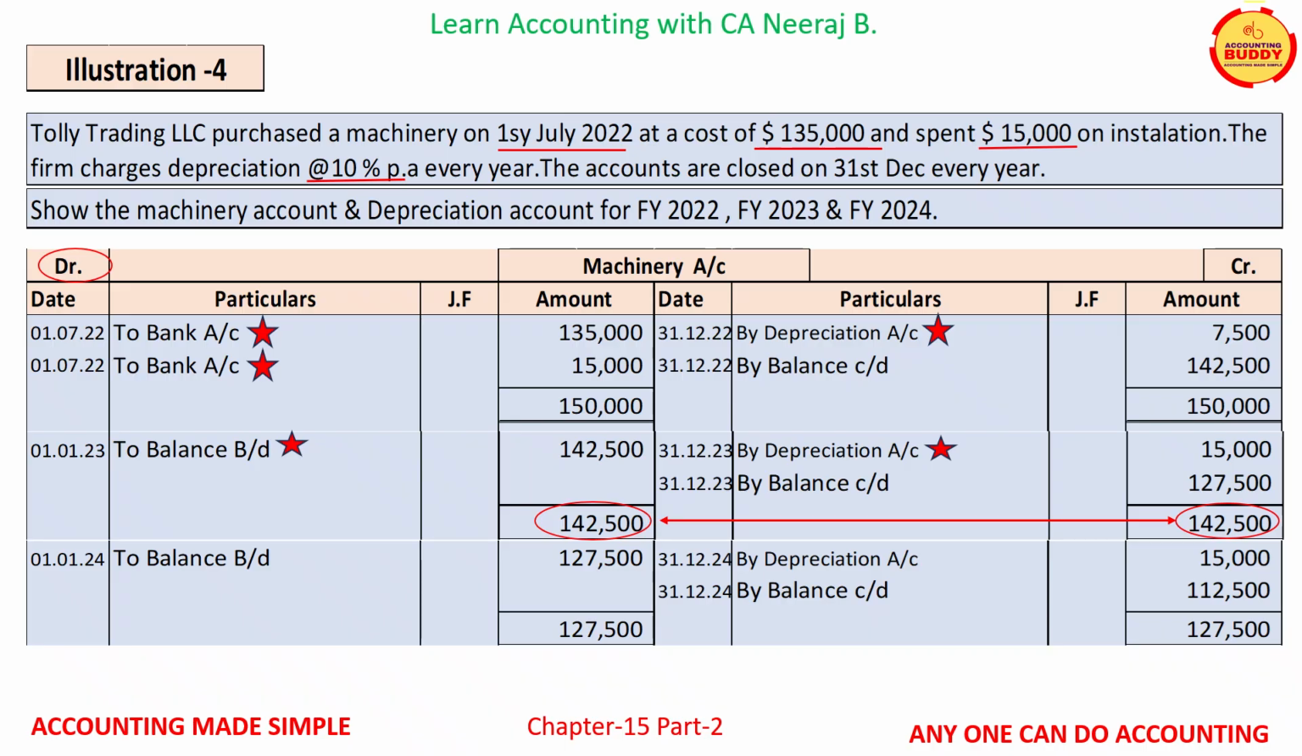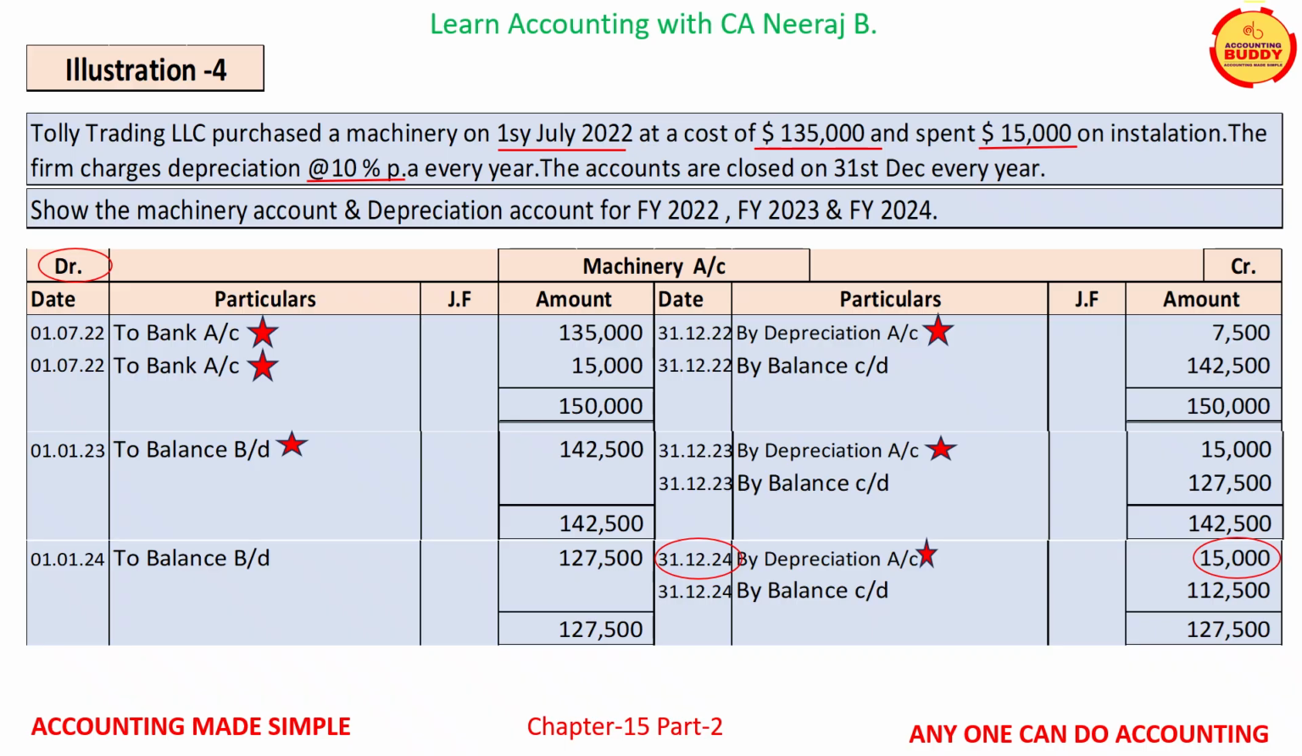The machinery account closing balance of $127,500 as on 31st December 23 becomes the opening balance as on 1st January 2024 and is written on the left hand debit side of the machinery account by writing the words to balance brought down. The depreciation for the financial year 2024 amounting to $15,000 is recorded on the right hand credit side of the machinery account as on 31st December 2024 by writing the words by depreciation account.